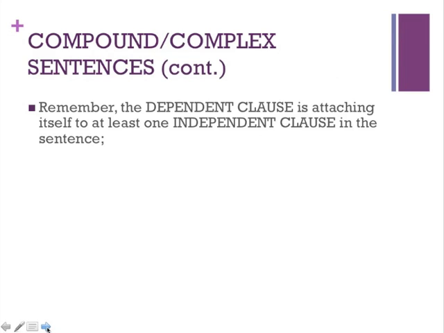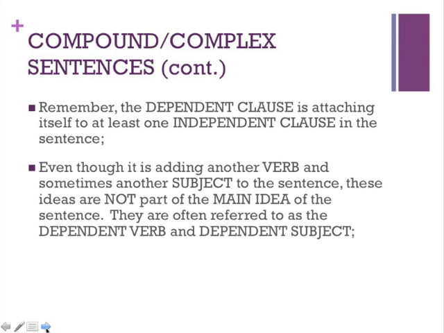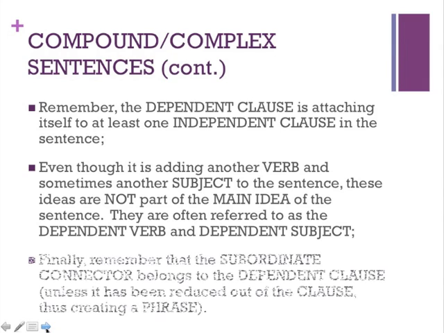So remember, the dependent clause is attaching itself to at least one independent clause. And again, even though it is adding another verb and sometimes another subject to the sentence, remember, these ideas are not part of the main idea. That's why we often refer to them as the dependent verb and the dependent subject. And we'll be referring to those in future videos. And remember, the subordinate connector usually belongs to the dependent clause. Now, of course, in this video we've been talking about reducing clauses, but still the basic idea is that they depend on the main ideas of the sentence.